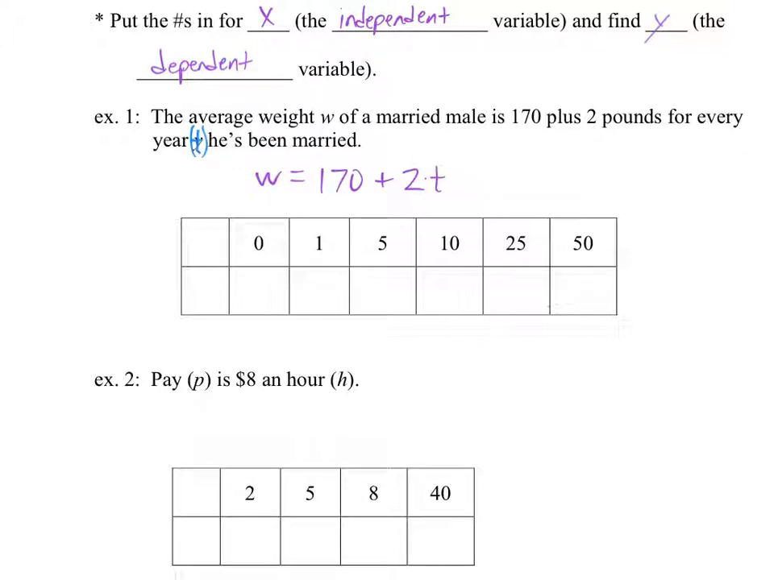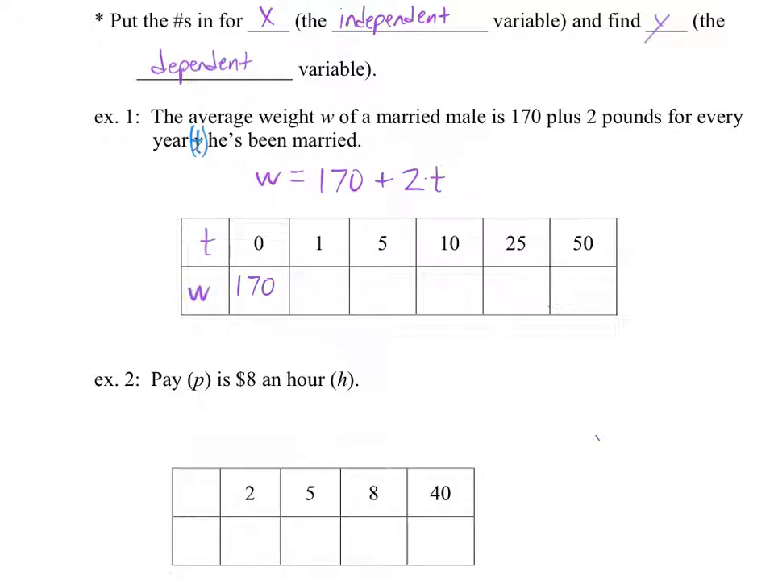So when we fill in our data table, this W, this letter that's by itself, always goes in the second row, because that's the dependent. And then T is going to be in the top row. And now the part I'm supposed to be going over is what we wrote up here. To put numbers in for the independent variable, put numbers in for T, and then find the dependent variable. So if I take this 0, put a 0 in for T, 2 times 0 is 0, plus 170? 170. So after 0 years of marriage, our average American male is 170 pounds.